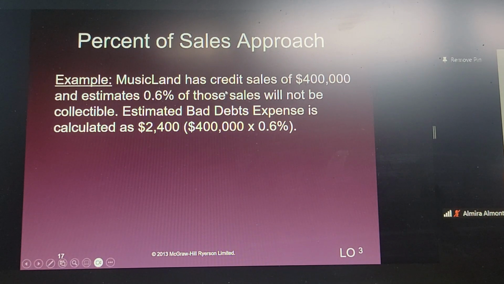Okay, Musicland has credit sales. See, it says sales, so I don't have to worry. I'll use the 400,000. Estimates, see, this is given to you. 0.6% of those sales will not be collectible. Estimate the bad debt expense. Okay, so it will be 2,400, calculated as 400,000 multiplied by the percentage. So right away, my credit sales multiplied by the percentage estimated, and that would give you this.